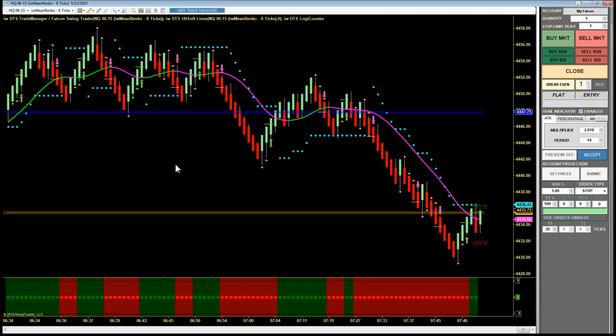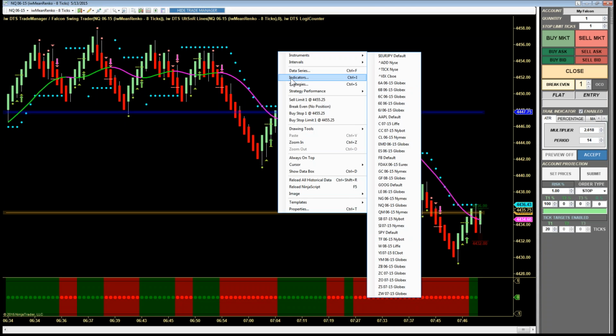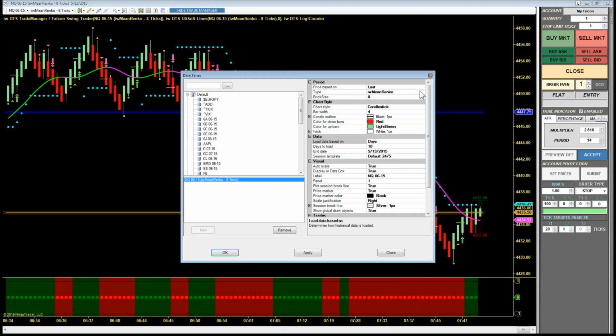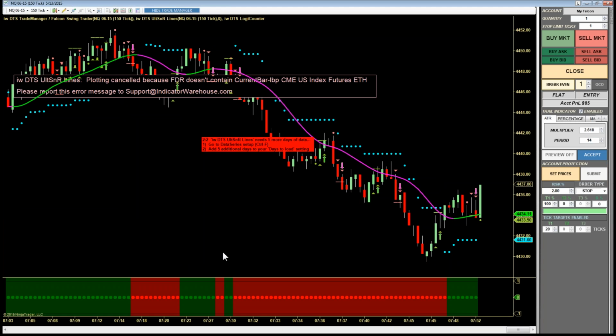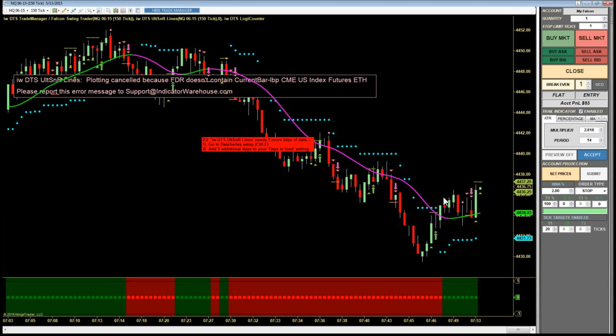So a lot of people like tick charts, and you know what? To DTS's credit, you can use a tick chart. You can use a time-based chart too, or a volume chart. So let's say, and I'm just pulling a number here, folks, let's go with the default 150 tick. You can see that DTS still produces signals. See, we're producing a buy signal right now.